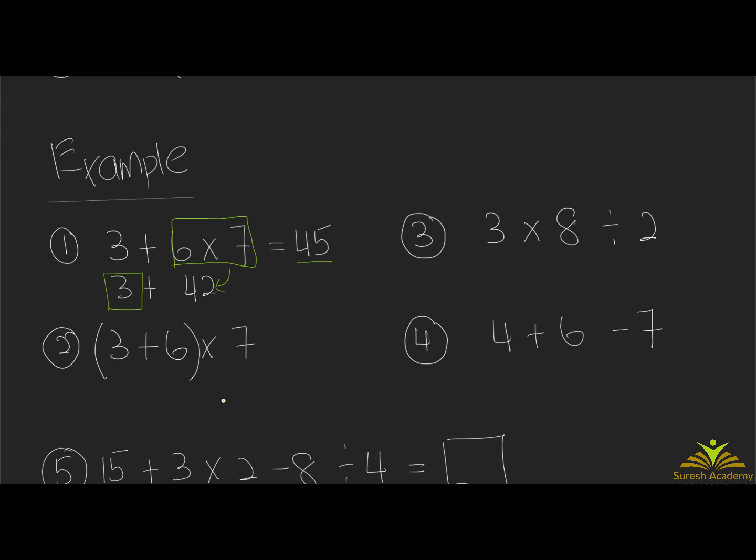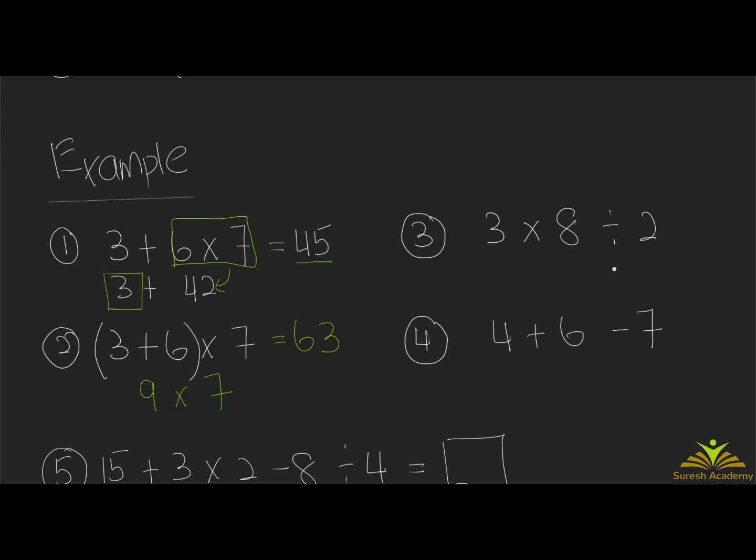Example 2, I used the same equation as in example 1. So it's 3 plus 6 multiply 7. But in this case, I have written the 3 plus 6 in a bracket. Now, if you remember the acronym, B stands for bracket. I mean, B, bracket comes first. So I've got to solve anything which is written in the bracket. So I've got two terms here, 3 plus 6. So this would be 9 multiply 7, and my answer would be 63.